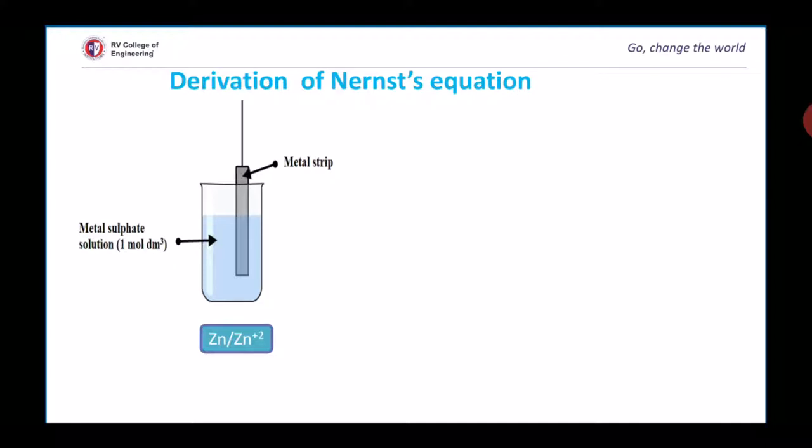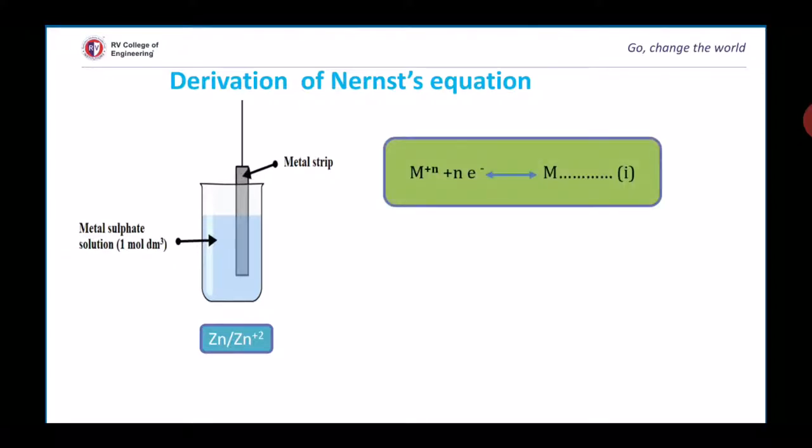For example, zinc rod dipped in zinc sulfate or copper rod dipped in copper sulfate or any metal rod dipped in its solution. As a result, an electrode system develops. For such an electrode assembly, the spontaneous reaction can be given as: metal ion combines with n number of electrons, reversible with metal, called equation number 1.